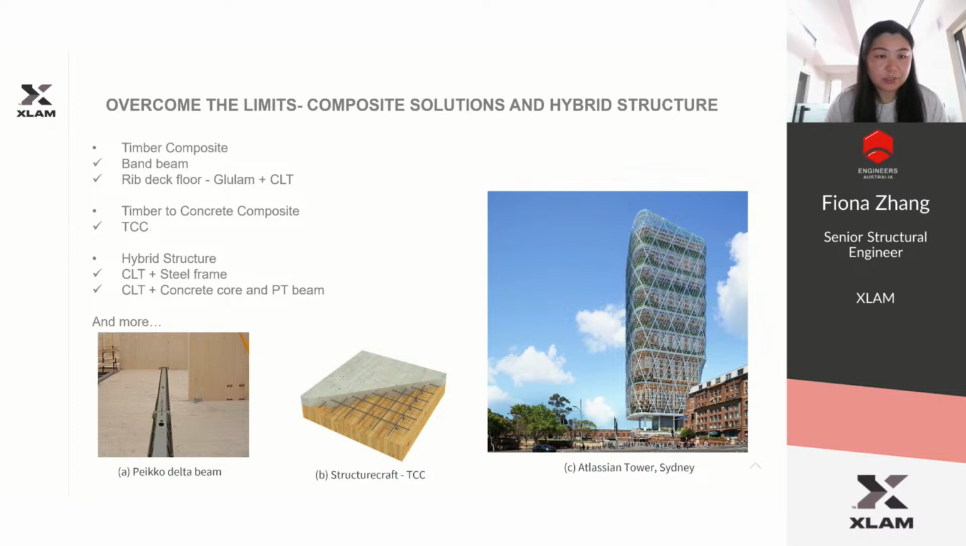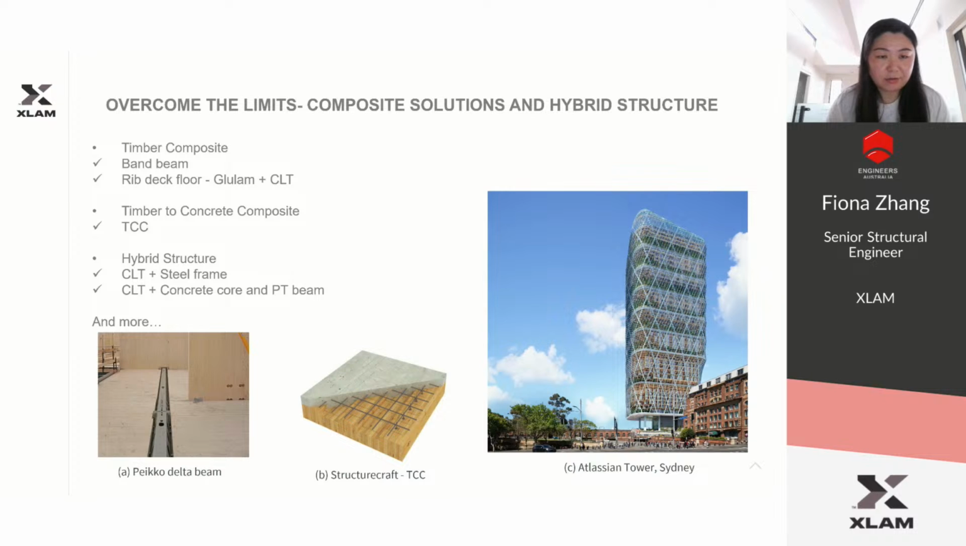And there's an option for timber composite. We have the band beam and rib deck, which uses glulam and the CLT, and Tom is going to cover more about the band beam system. And timber-concrete composite, which is a TCC. You can see the bottom two. There are two examples: one has a Pickle Delta beam, which has higher strength to achieve the long span, and the CLT can just sit on each side. And another type of TCC can help with the vibration.